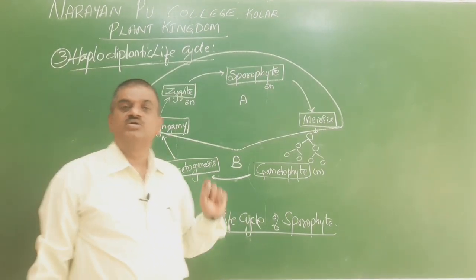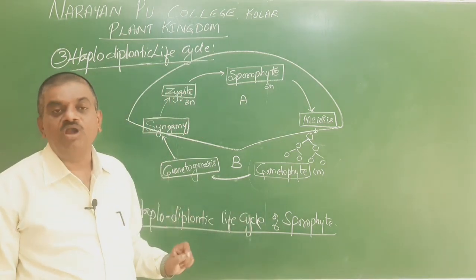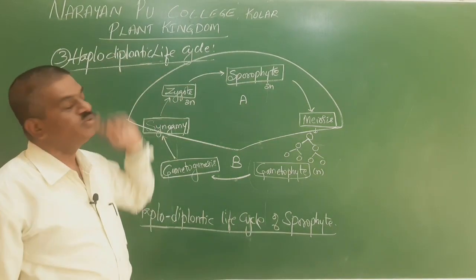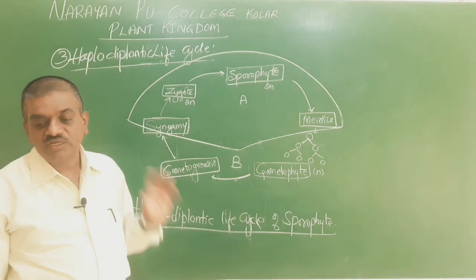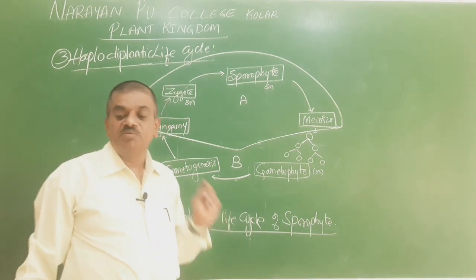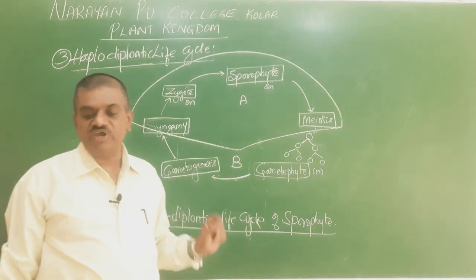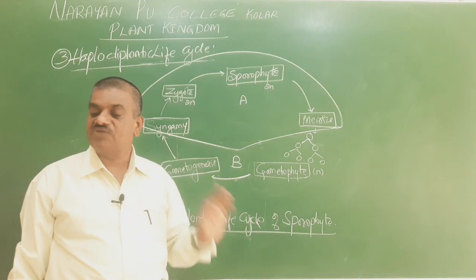So we go for the next one, called the haplodiplontic life cycle. Here we have both haplo as well as diplo. This can be noticed in bryophytes and pteridophytes. So bryophytes and pteridophytes show the haplodiplontic life cycle.